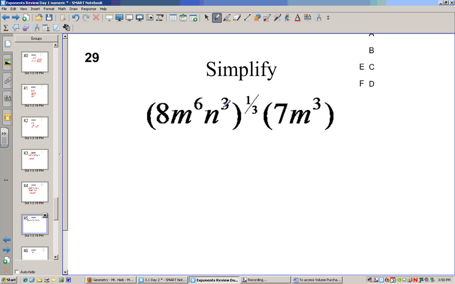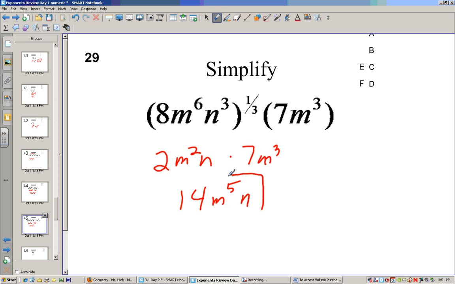All right, now we take each of these to the 3rd power. 8 to the 3rd, that's the cubed root, which is 2. M to the 6th power times n to the 3rd power would be, you multiply those, so m squared, and this would just be n, multiplied by 7m to the 3rd. 2 times 7 is 14. M squared times m to the 3rd is m to the 5th. And we have an n.